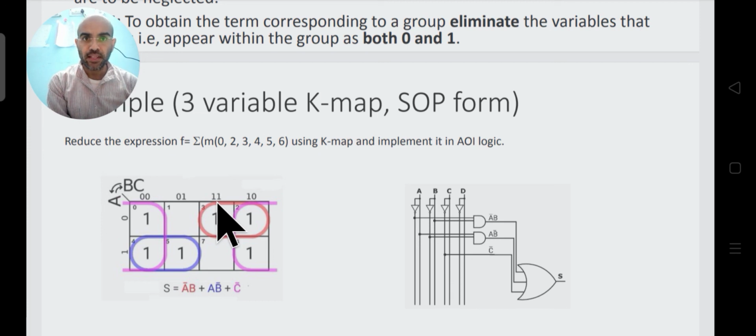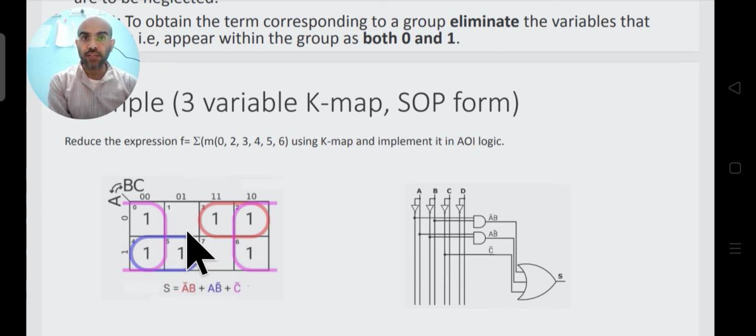And what will be the term corresponding to this orange group? A remains 0 for this orange group, so it is A bar, because it is 0. And what about B? B is 1 in this cell. So the term will be A bar B. You can see that this term is written here in the answer term: A bar B.